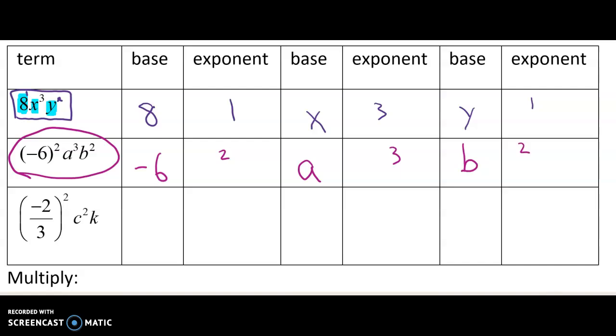Pause the video right now and try the third example. Make sure you pause it. Now you can check your answers when you're done.